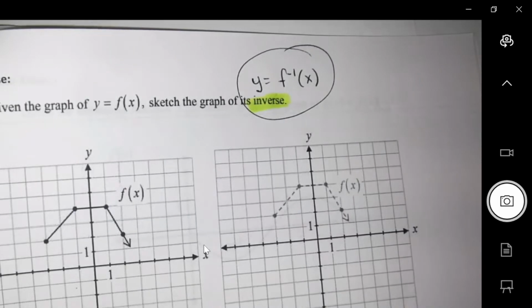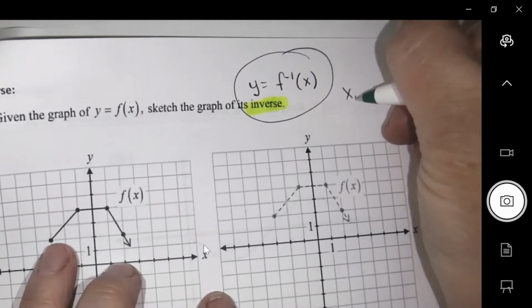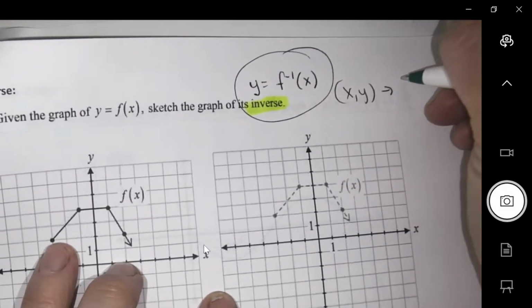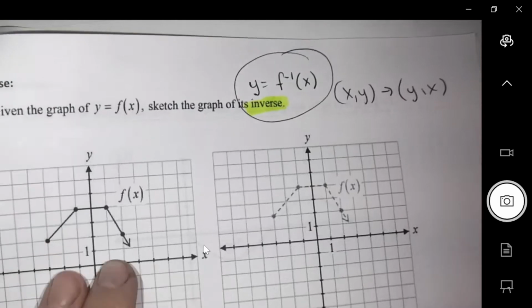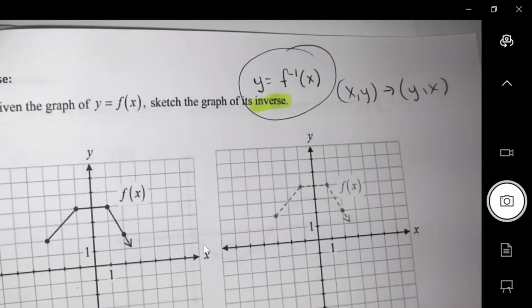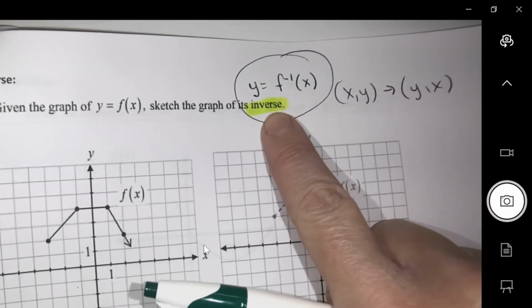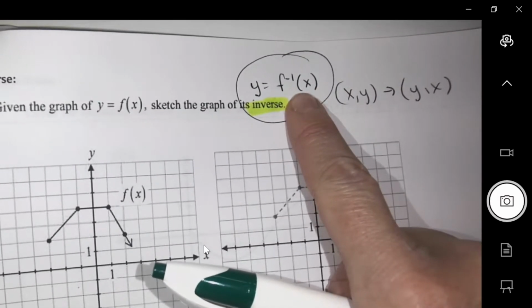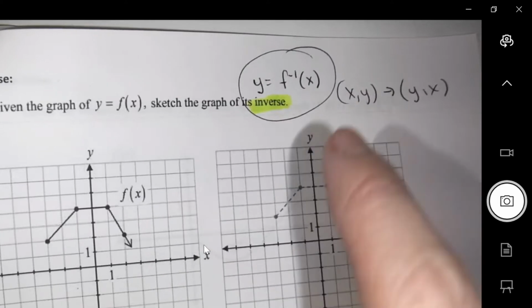That and that. Do you understand just what it means when you look at it? So what does the inverse do to a point? An xy becomes a yx. Okay, that's what it does. So you have to memorize the word inverse means that, or the symbols of inverse.